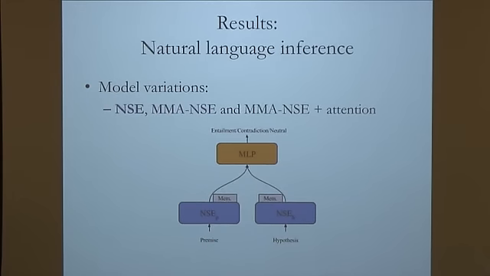For these models, are you just using the final hidden state as the vector? Yeah, that's the encoding vector. That's the representation for the input sentence.